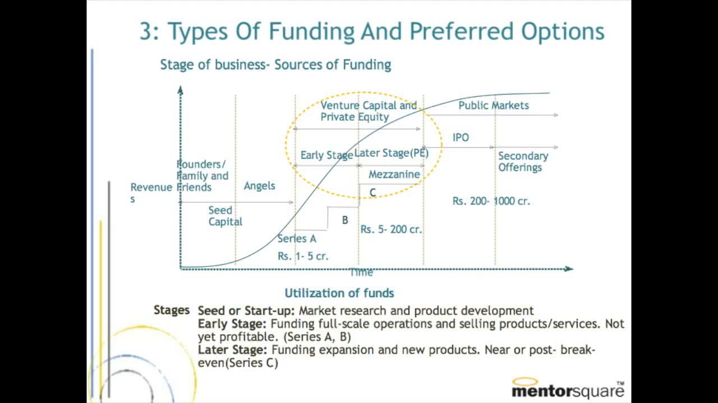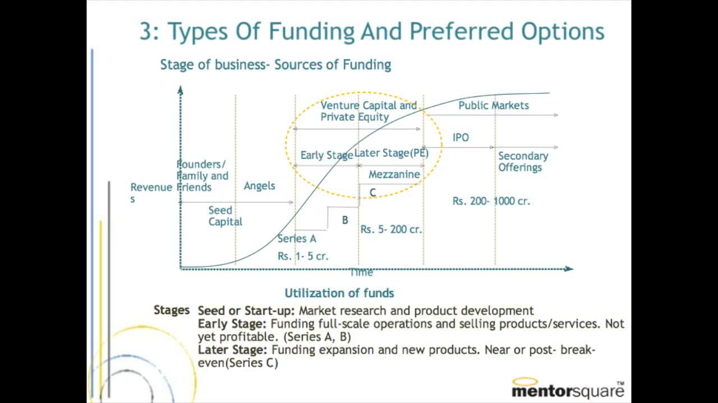What we are focusing here today is the angel stage and Series A and B. So angel stage and Series A and B, typically the early stages, what do you need money for in the seed or startup stage? So typically you need money for market research and product development. In the early stage it is for funding full-scale operations and selling products or services. It may or may not, it's usually not yet profitable. And at a later stage, the funding is required for expansion of new products. And the business is now near or post break-even, and that's when you reach a Series C.